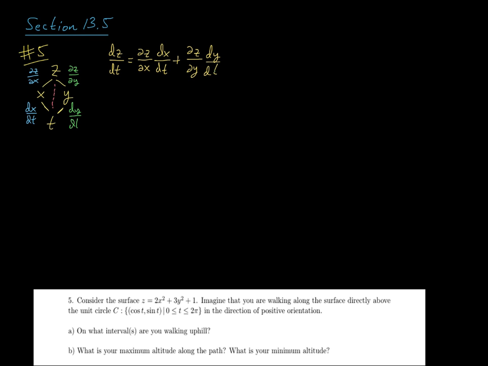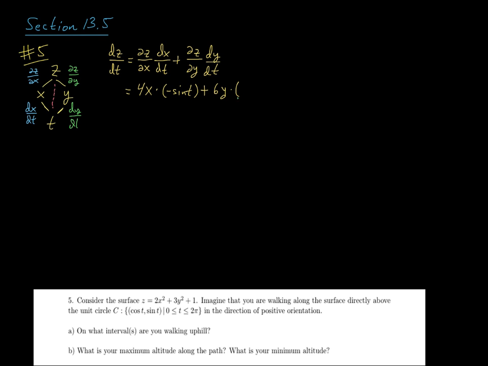Okay, and now to compute these, here's our equation for the surface. z is 2x squared plus 3y squared plus 1. So del z del x would be what? Just 4x in that case. Not too bad. Then we're going to multiply that by dx dt. Now keep in mind, since we're sticking just to the unit circle here, x is cosine t, so its derivative would be negative sine t. Okay, then I'm adding to that del z del y. That's going to be 6y.